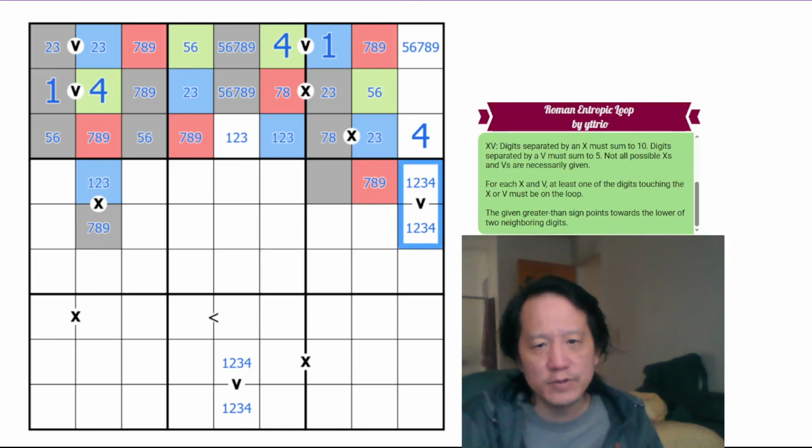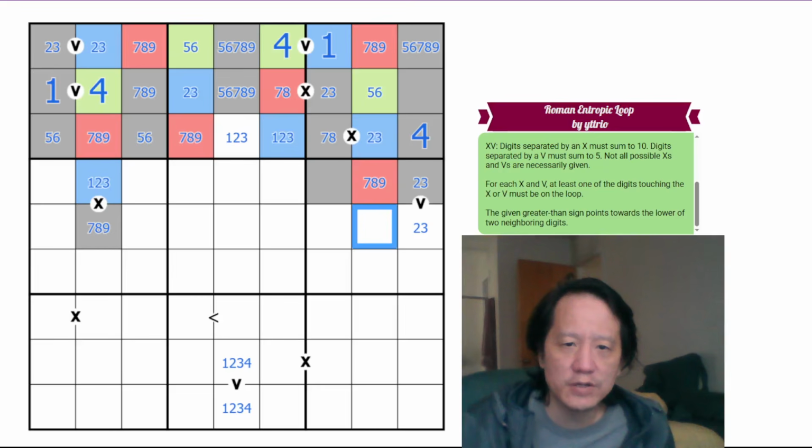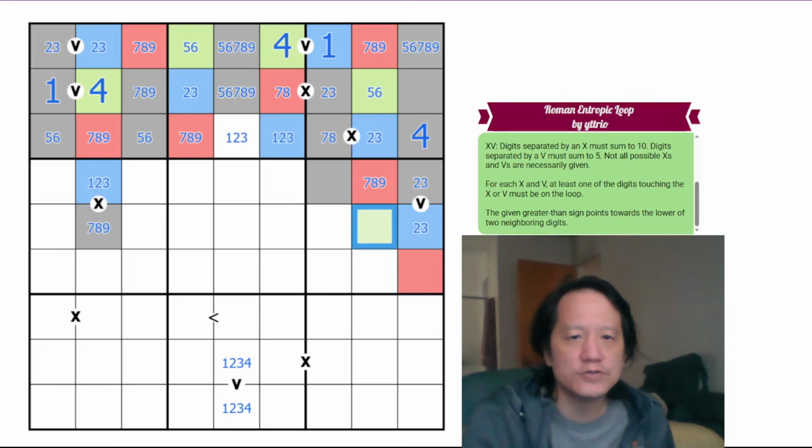This can't be 1 and 4. So if it tried going here, it would be stuck going that way. These are not on the loop. So it cannot be on the loop here. This must be, and also this has to be medium. So that's medium, this is low, which makes this high. So this is 4, 5, 6, this is 7, 8, 9.